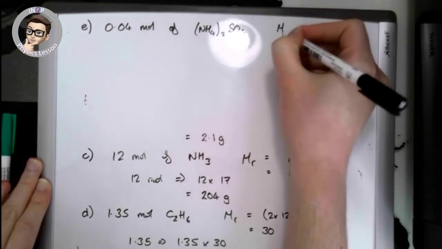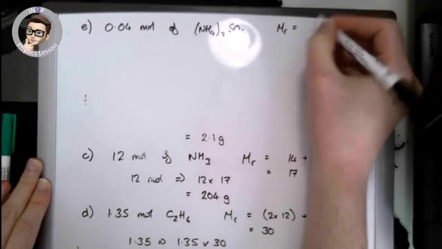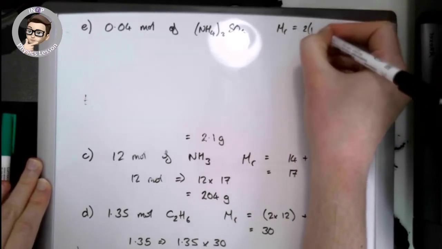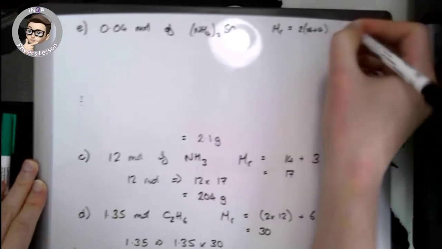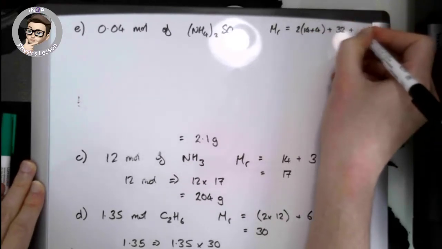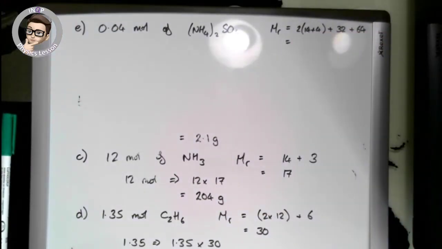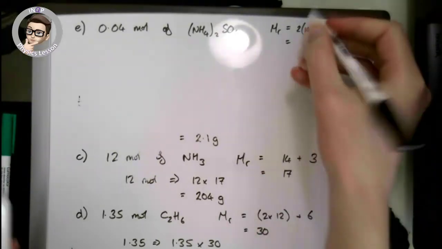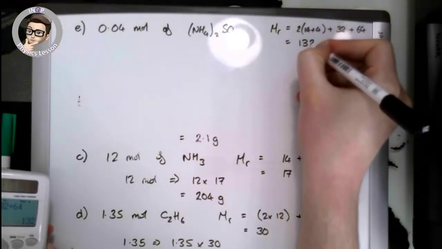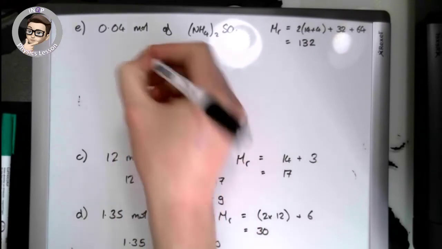(NH4)2SO4. The relative molecular mass of that is going to be 2 lots of 14 plus 4, plus 32 plus 64. I'm remembering that four lots of oxygen is 64, which if I remember correctly, in fact, I'm going to check it because I was going to say it's 98, but I can't remember that off the top of my head. 14 plus 4 plus 32 plus 64 is 132. Oh, I was wrong. So it's 132. So 1 mole will be 132 grams.